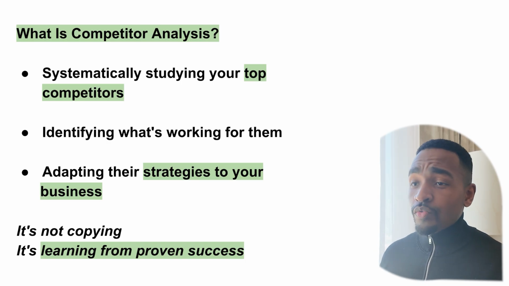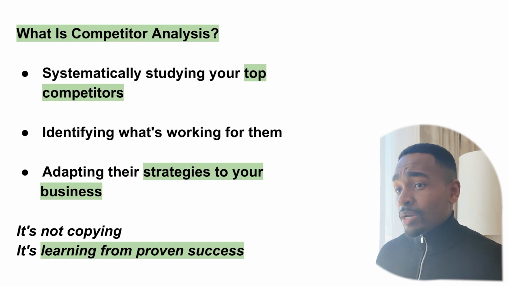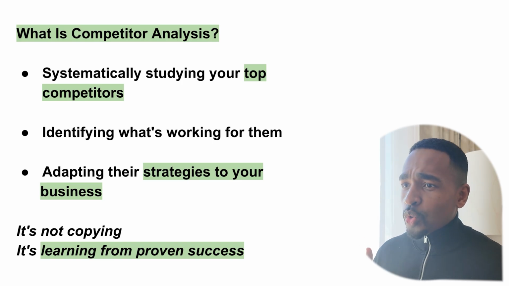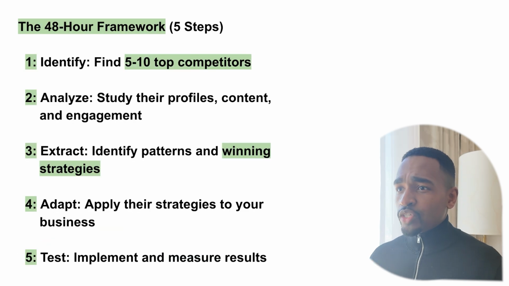Because your competitors are running live experiments each and every day. They're posting content, they're testing messaging, they're engaging with their audience, and some things work and some things don't. So when you analyze what is working, you skip the trial and error phase and you go straight to what works. So here's the 48-hour framework, and it's broken down in 5 main steps.